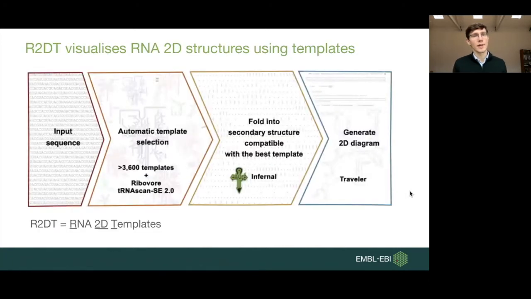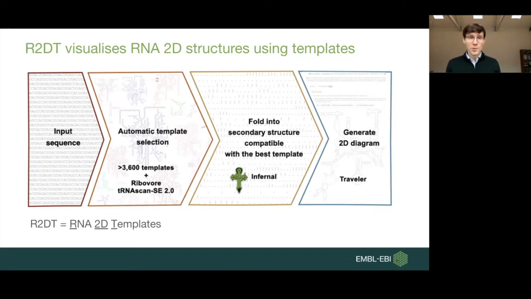Here's an overview of the pipeline for R2DT secondary structure visualization. R2DT stands for RNA 2D templates. At the heart of the R2DT pipeline is a big library of templates that contain over 3,600 different RNA layouts. A template tells you exactly where each nucleotide should be positioned in this diagram. It defines the XY coordinates of each nucleotide, as well as the secondary structure associated with this RNA.